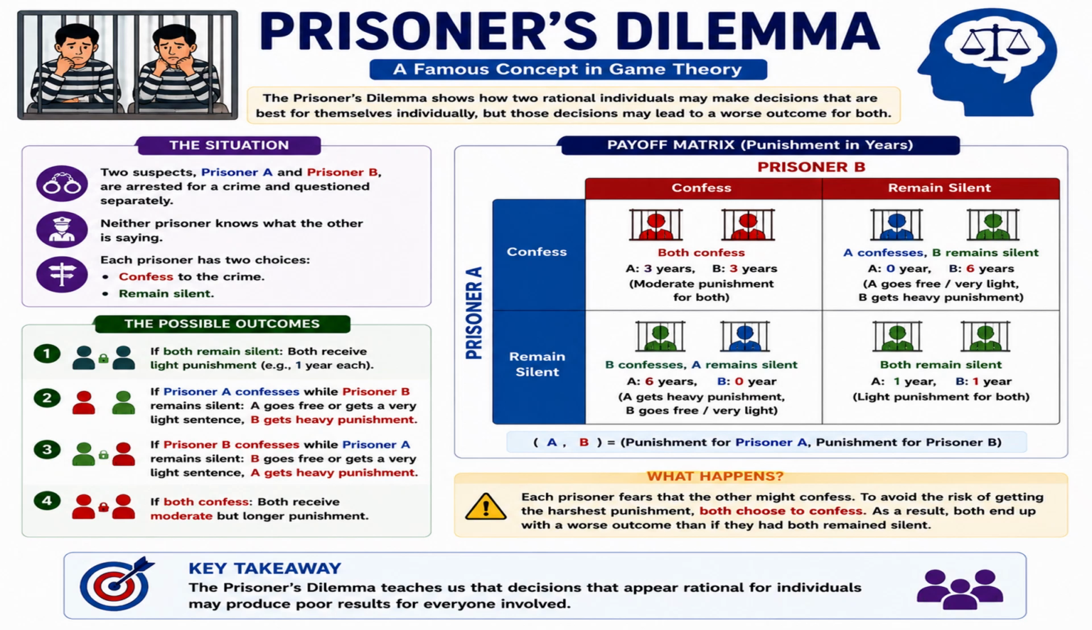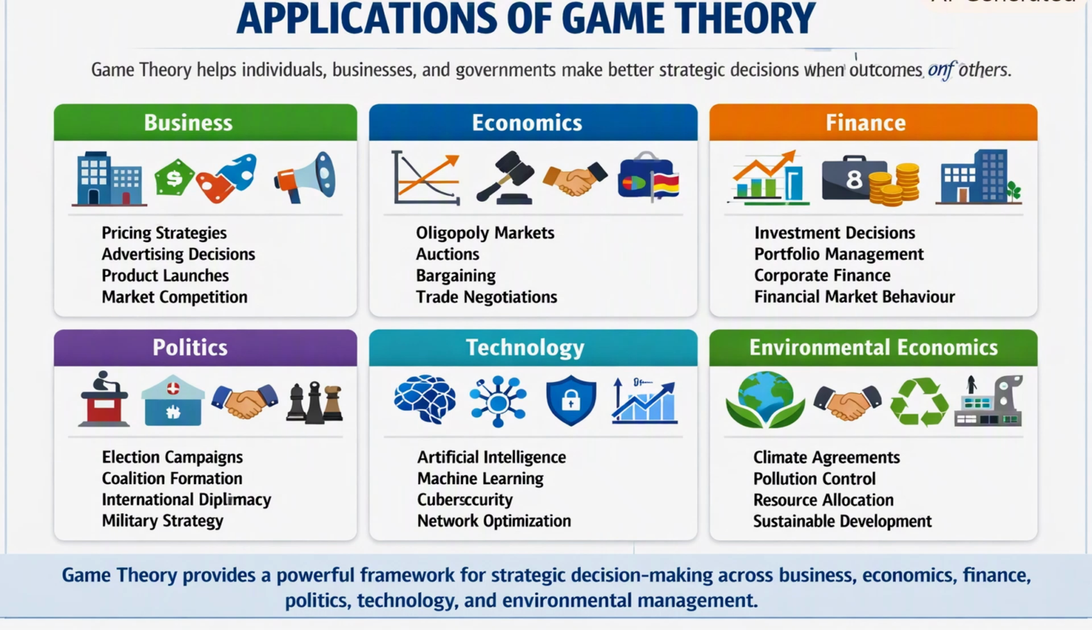Applications of game theory. Game theory has many practical applications. In business, it helps firms make decisions about pricing, advertising, product launches, and competition. In economics, it is used to analyze oligopoly markets, auctions, bargaining, and trade negotiations. In finance, game theory assists in investment decisions, portfolio management, corporate finance, and understanding financial market behavior.